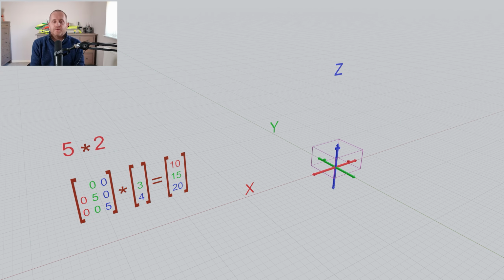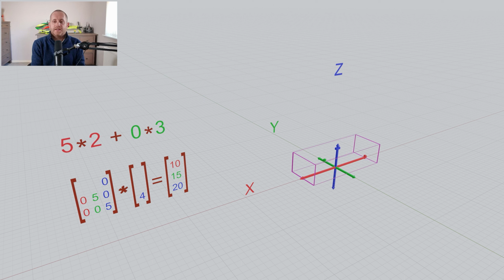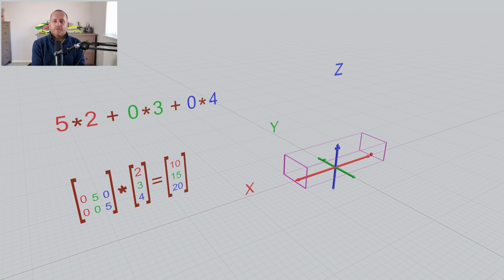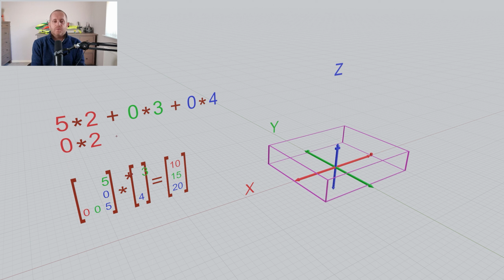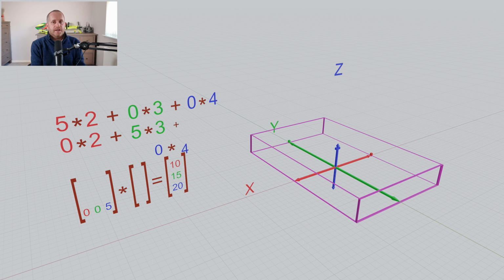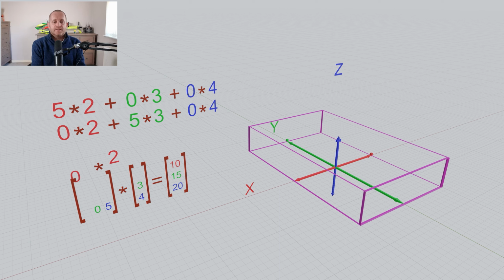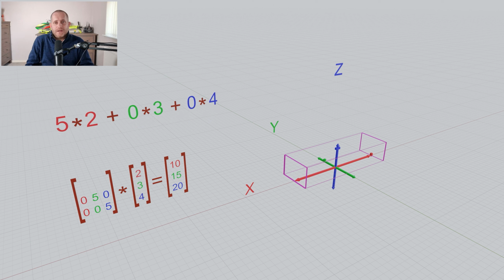The answer is the 3x3 matrix contains each of the 3 axes. So we've got the left column, which contains the x-axis, we've got the middle column, which contains the y-axis, and we've got the right column, which contains the z-axis. Now you can think of the 3x3 matrix as a scaling matrix because it scales the position of the point, but you can also think of the point as scaling the matrix.